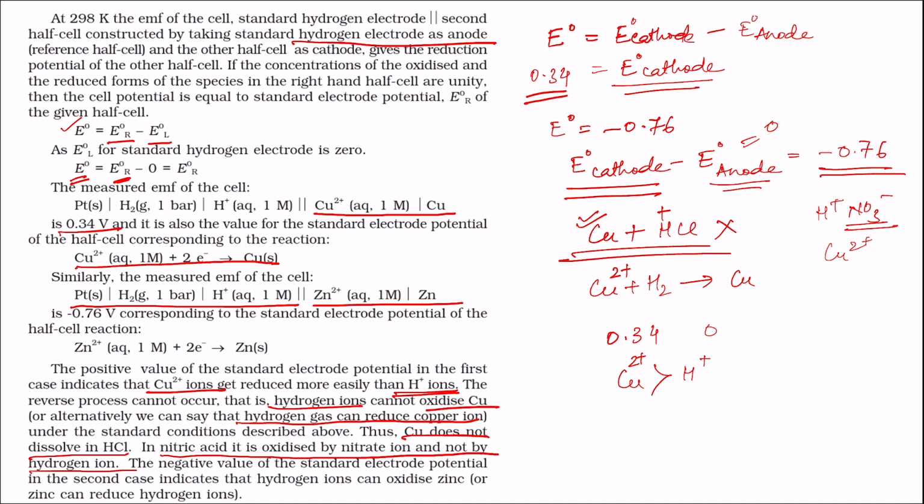The negative value of standard electrode potential in the second case, that is in case of zinc, indicates that hydrogen ion can oxidize zinc. Now for zinc, Zn2 plus changing into zinc atoms, the reduction potential value is minus 0.76, means it is less than hydrogen. The reduction potential value of zinc is less than hydrogen, means when we compare zinc and hydrogen ions, H plus ions have greater tendency to get reduced, so they can easily oxidize zinc to Zn2 plus ions.